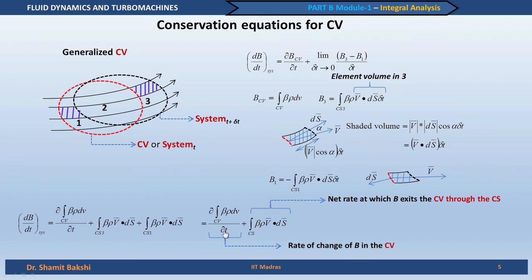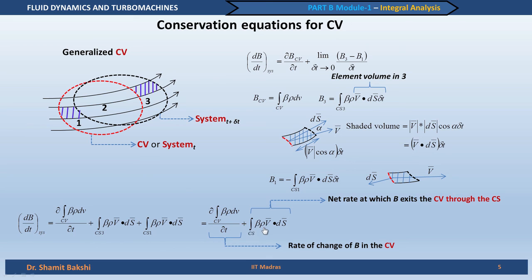So, rate of change of mass plus the net rate at which mass exits the control volume is equal to 0. So, the rate of change of mass will be negative, which is also true if the net rate of mass exiting the control volume is positive. That means the net flow results in a loss of mass from the control volume, and so the mass of the control volume will decrease with time.